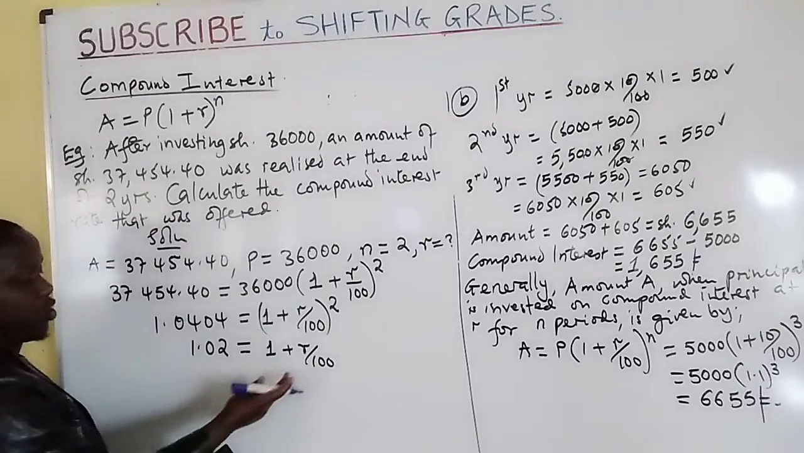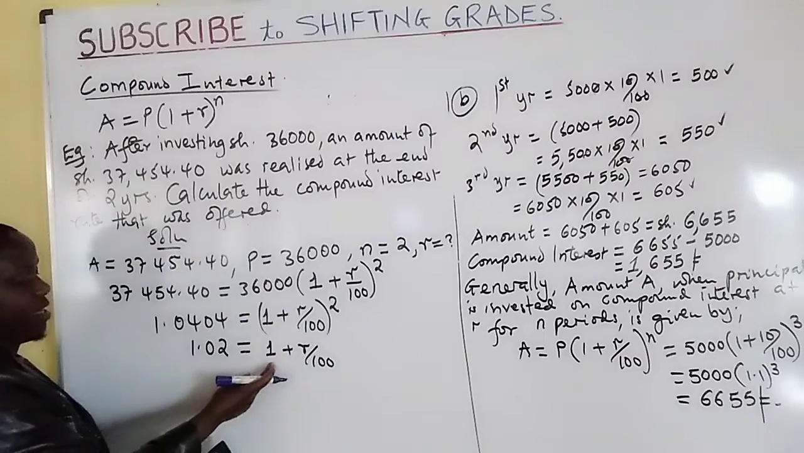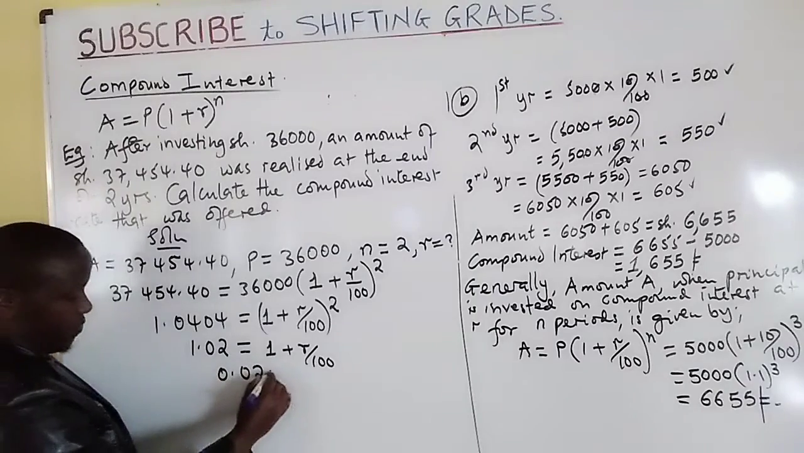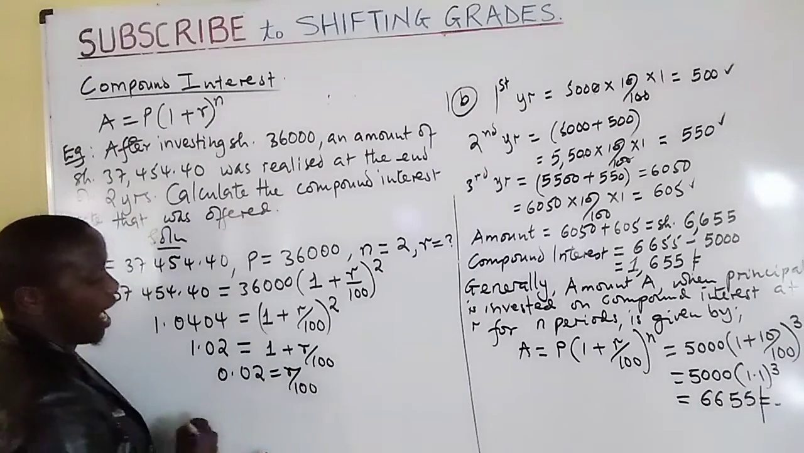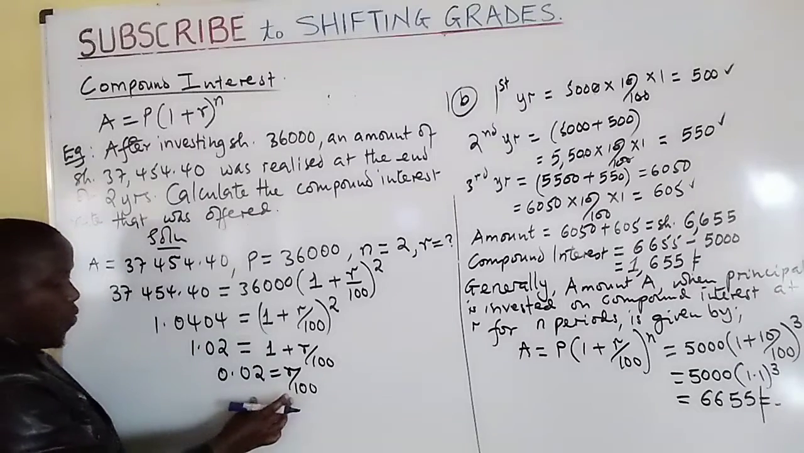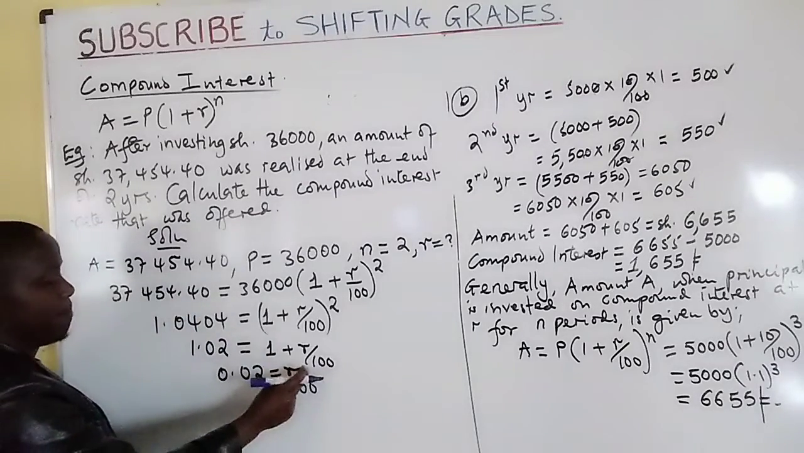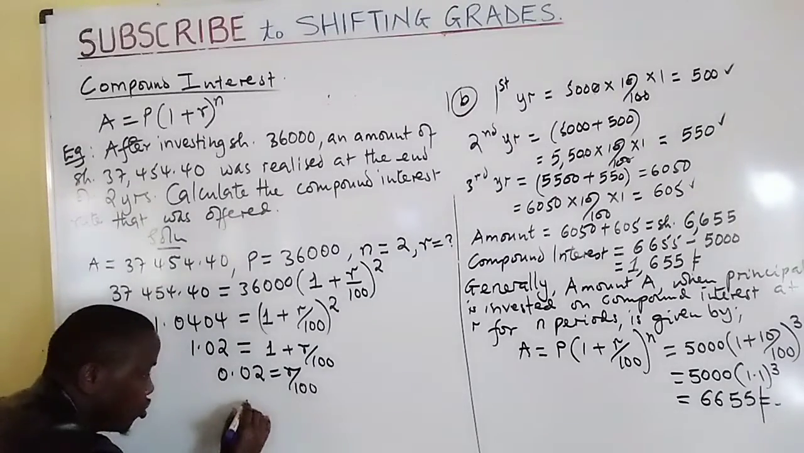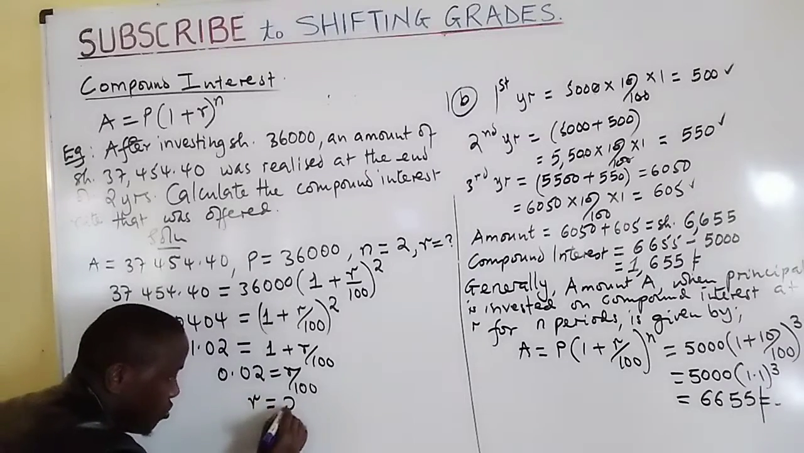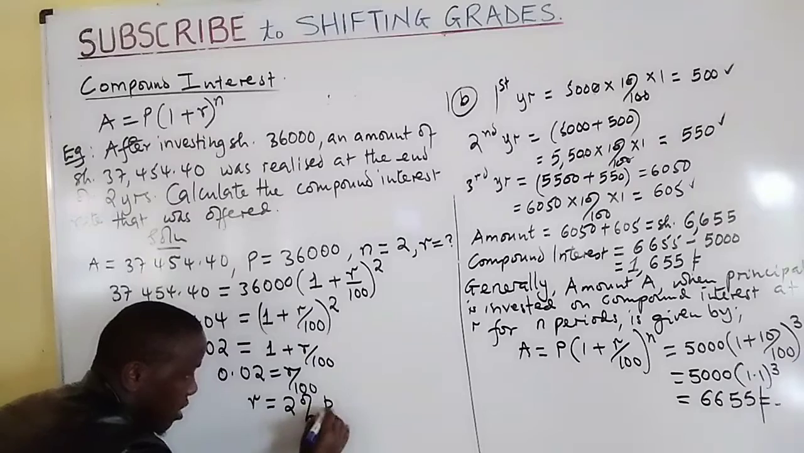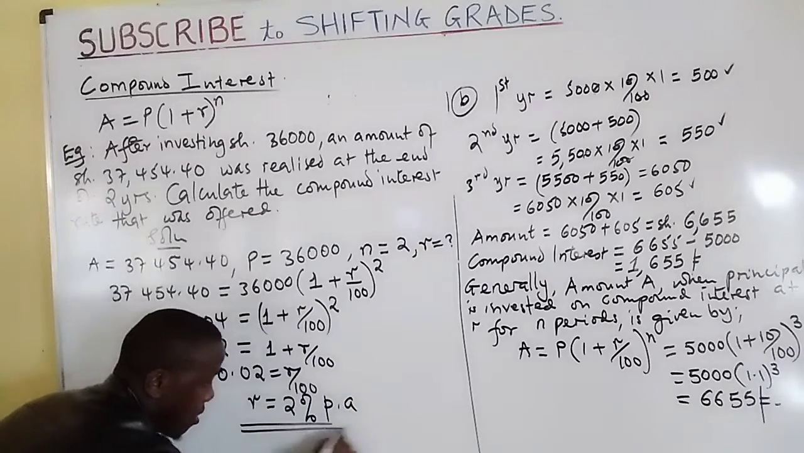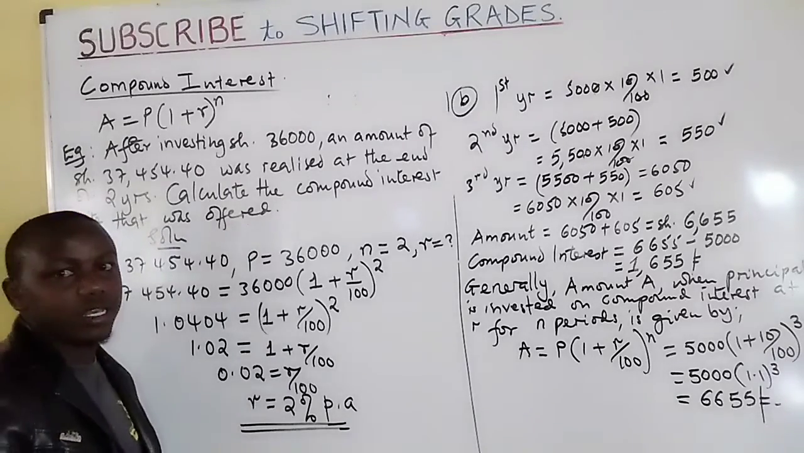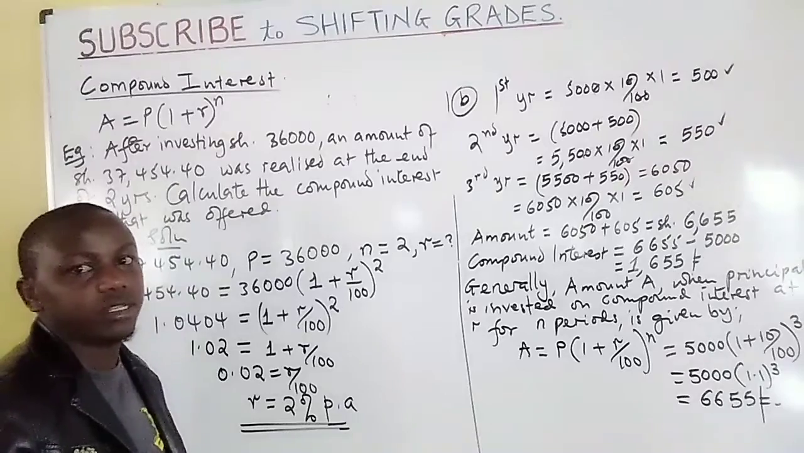Because we want to remain with the unknown, we transfer the constant to this side, and 1.02 minus 1 becomes 0.02, equal to r over 100. To remain with r on one side, we multiply both sides by 100, and 0.02 becomes 2. Therefore, the rate is 2% per annum, or per year. That's the rate of compound interest in this institution.